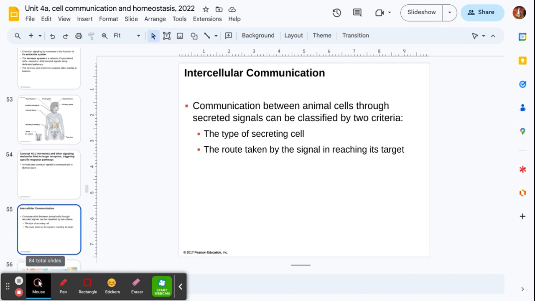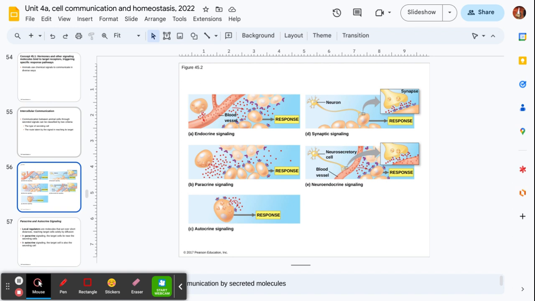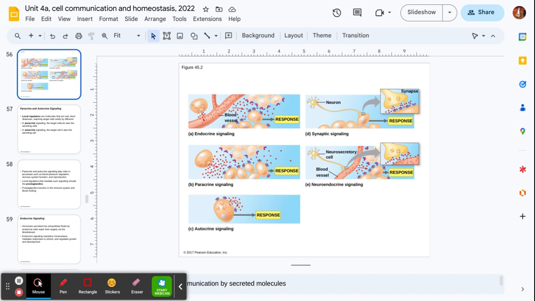First of all, the type of cell that is doing the secretion, as well as the route that's taken to the bloodstream. And there's a couple different ones that they're going to show you, and we're going to look at here momentarily. And then we're going to come back to the one that we're really focusing on, which is going to be the endocrine system. So A here shows endocrine system signaling. I'm going to talk about these and come back.